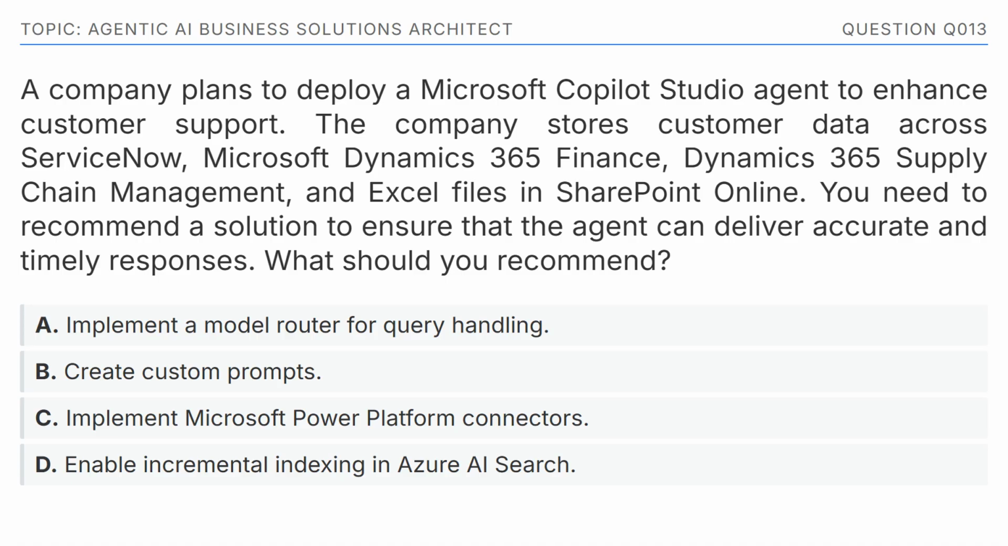What should you recommend? The options are: Option A, implement a model router for query handling. Option B, create custom prompts. Option C, implement Microsoft Power Platform connectors. Option D, enable incremental indexing in Azure AI search.